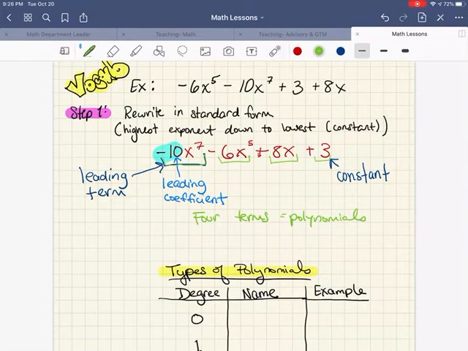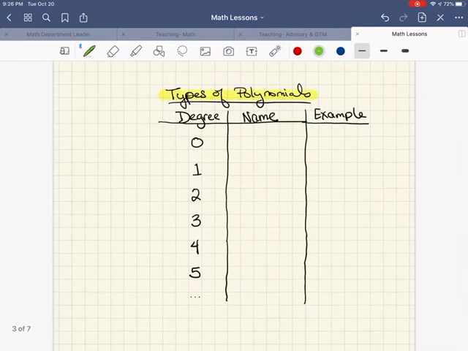All of this should be in your notes because it's going to come up a lot, especially in the Delta Math. Okay, so the types of polynomials. So they're based on the degrees. That's how we name or classify polynomials.